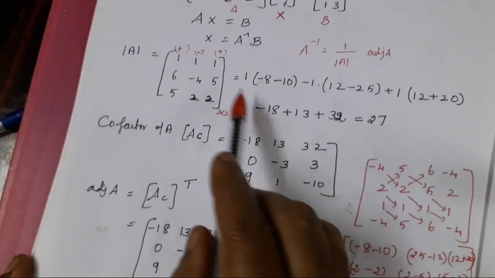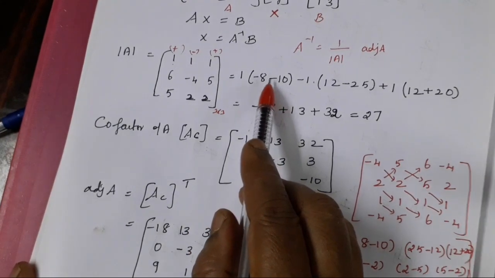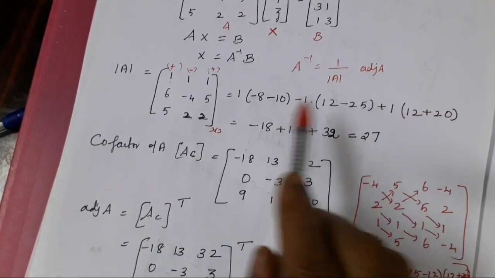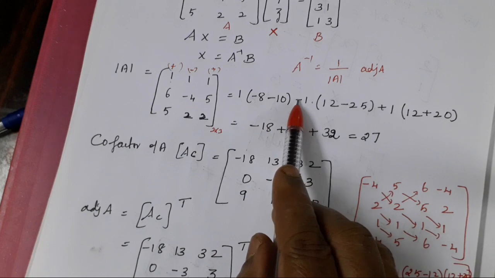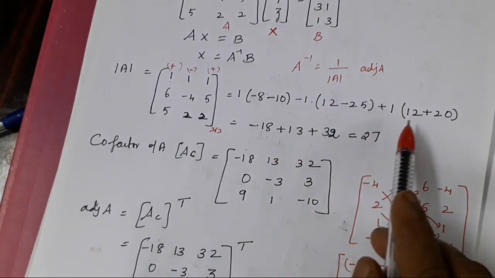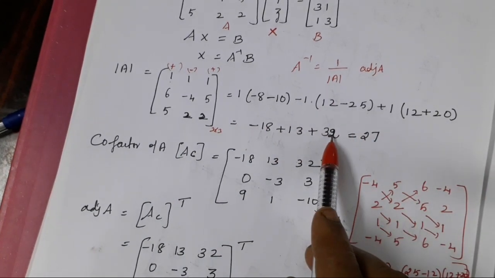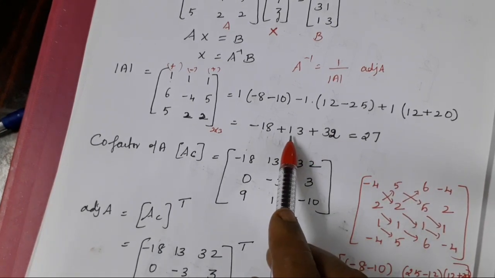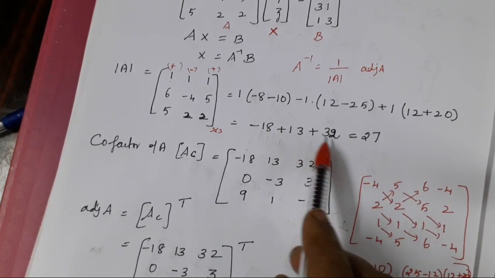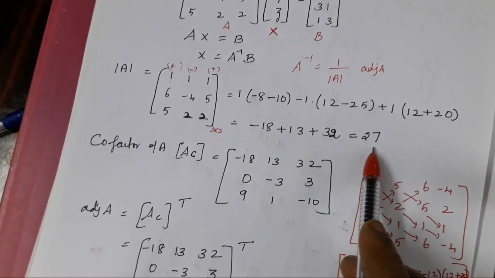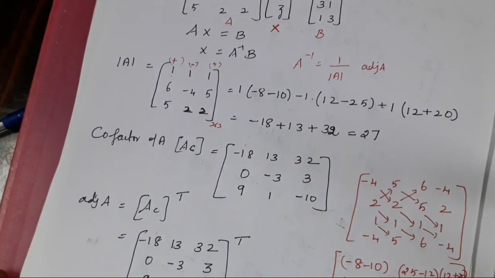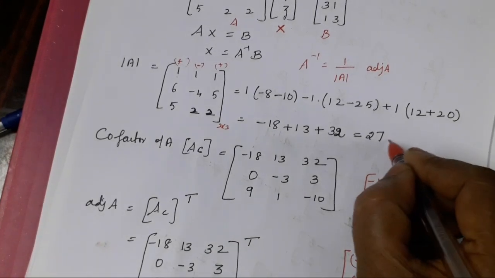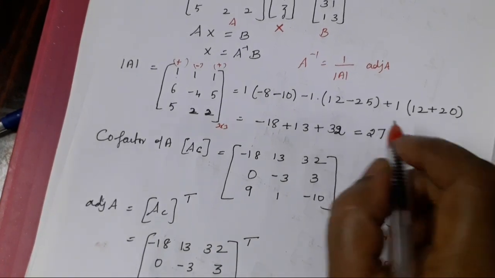Now 1 into minus 8 minus 10 is minus 18. 12 minus 25 is minus 13; already having one minus outside, minus into minus becomes plus 13. 12 plus 20 is 32. So you add and subtract: 32 plus 13 is 45, and 45 minus 18 is 27. So the determinant of A is 27, which is not equal to 0.